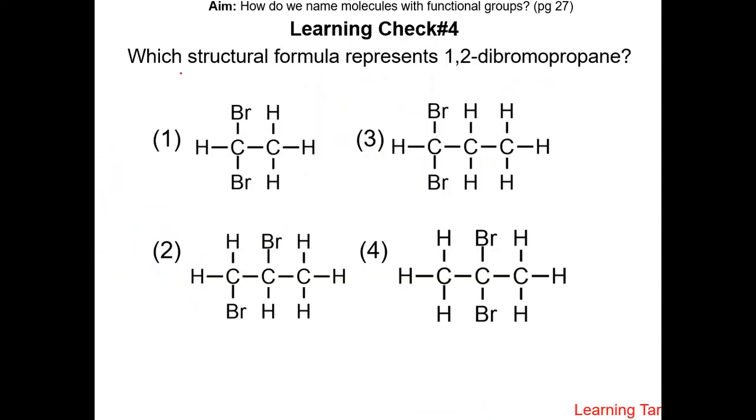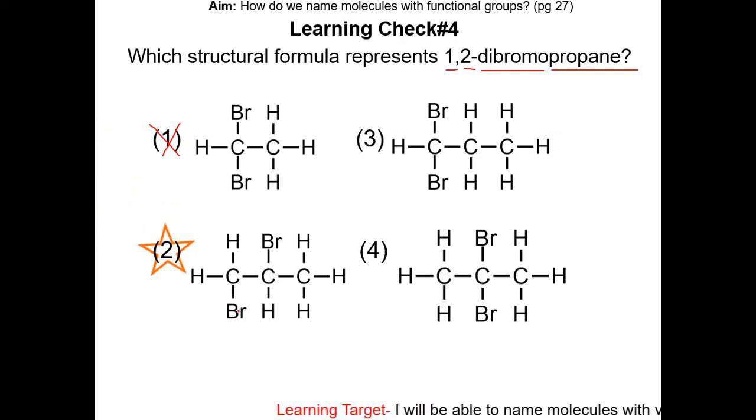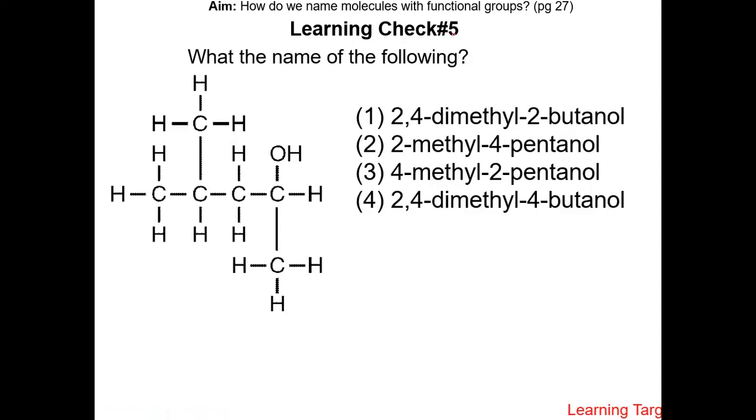Learning check number 4. Which structural formula represents 1,2-dibromopropane? Pause the video. Resume when completed. From the name propane, there are 3 carbons in the parent chain, so choice 1 is wrong. Dibromo tells you there are 2 bromine substituents in the molecule. They're on carbon 1 and carbon 2. So the best answer is choice 2. This is 1,2-dibromopropane. Choice 3 is 1,1-dibromopropane. And choice 4 is 2,2-dibromopropane.